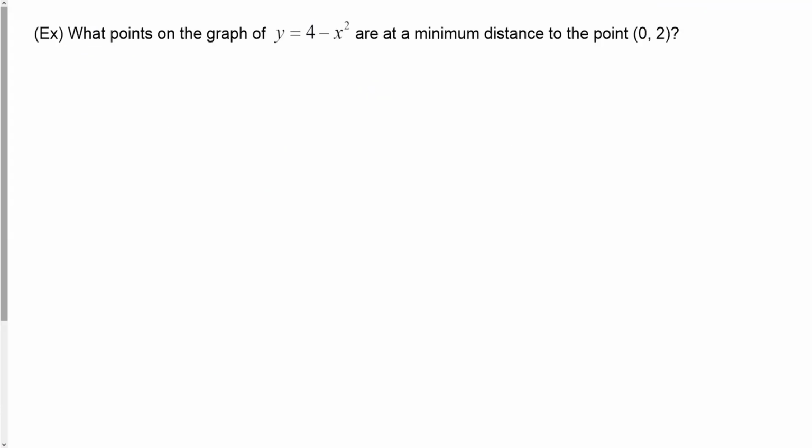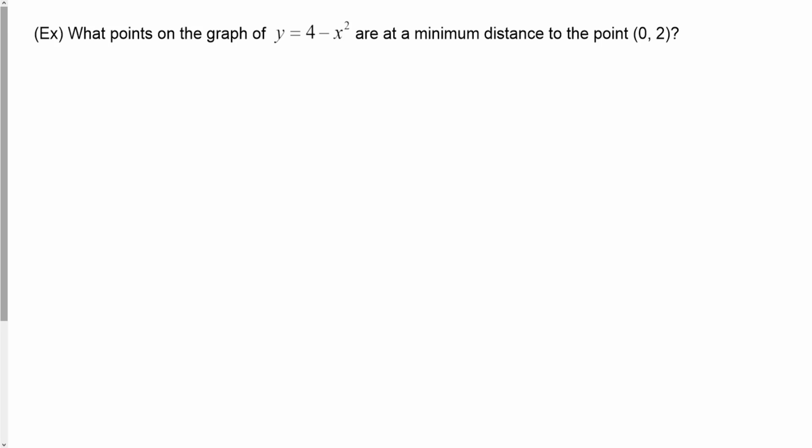Here's another example. What points on the graph of y equals 4 minus x squared are at a minimum distance to the point 0, 2? Right? To get a full understanding, it's good to have a picture of what you're trying to determine. It's good to try and write out what you're looking for. These are the kinds of things that you're trying to come up with. Write them down first, understand your problem, then try and solve.